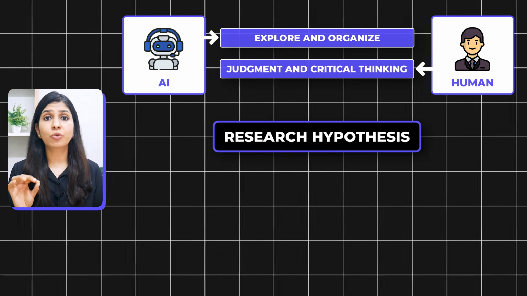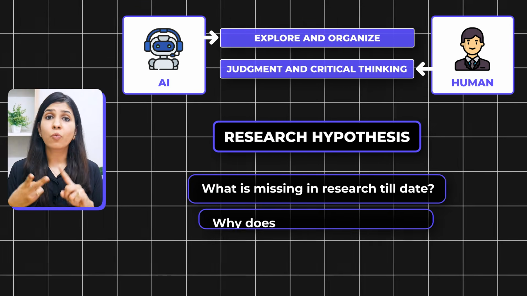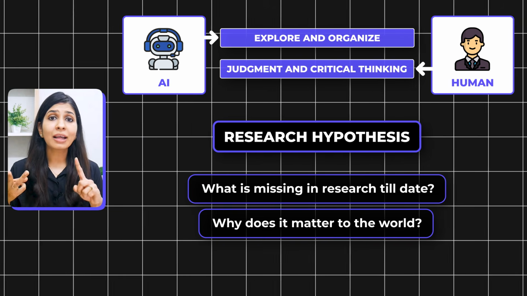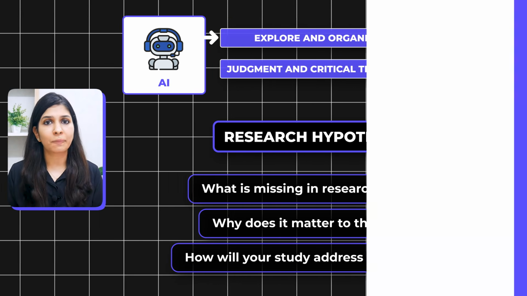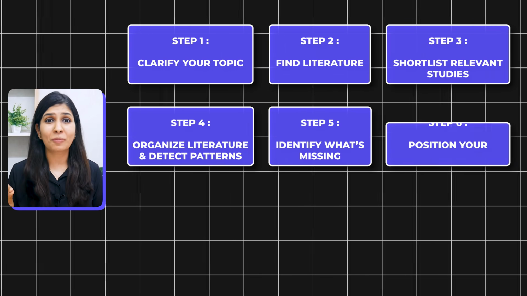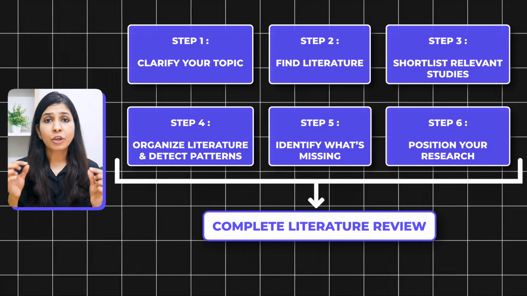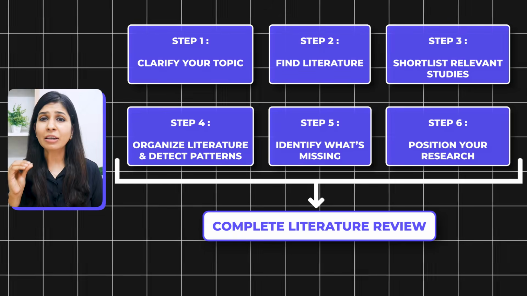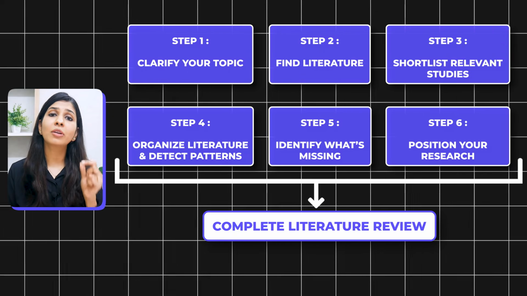Basically, it comes down to three simple questions. What is missing in the research till date? Why does it matter to the world? And thirdly, how will your study address it differently? When you can clearly articulate these, then your literature review is complete. You are no longer just summarizing other people's work. You are building a strong and defensible case for your own work, and that is what modern literature review looks like.